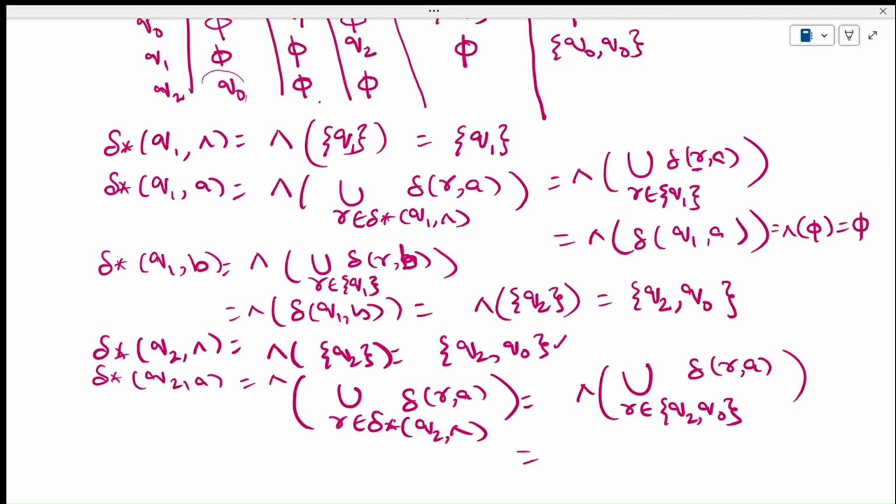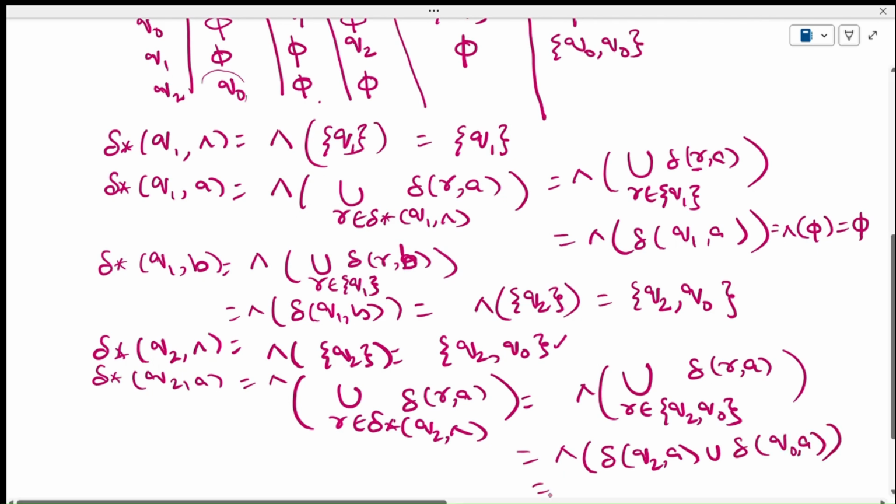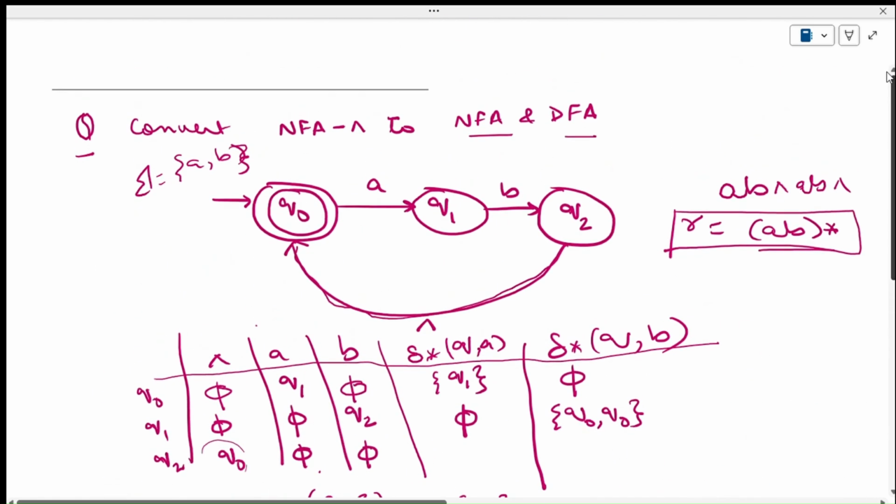Now replace each element, that is R with Q2 as well as R with Q0, and perform the union operation. So delta Q2 with A union with delta Q0 with A. So now we know that there is no null transition of Q2 on A. See this diagram, Q2 doesn't have any transition on A, so I get phi.